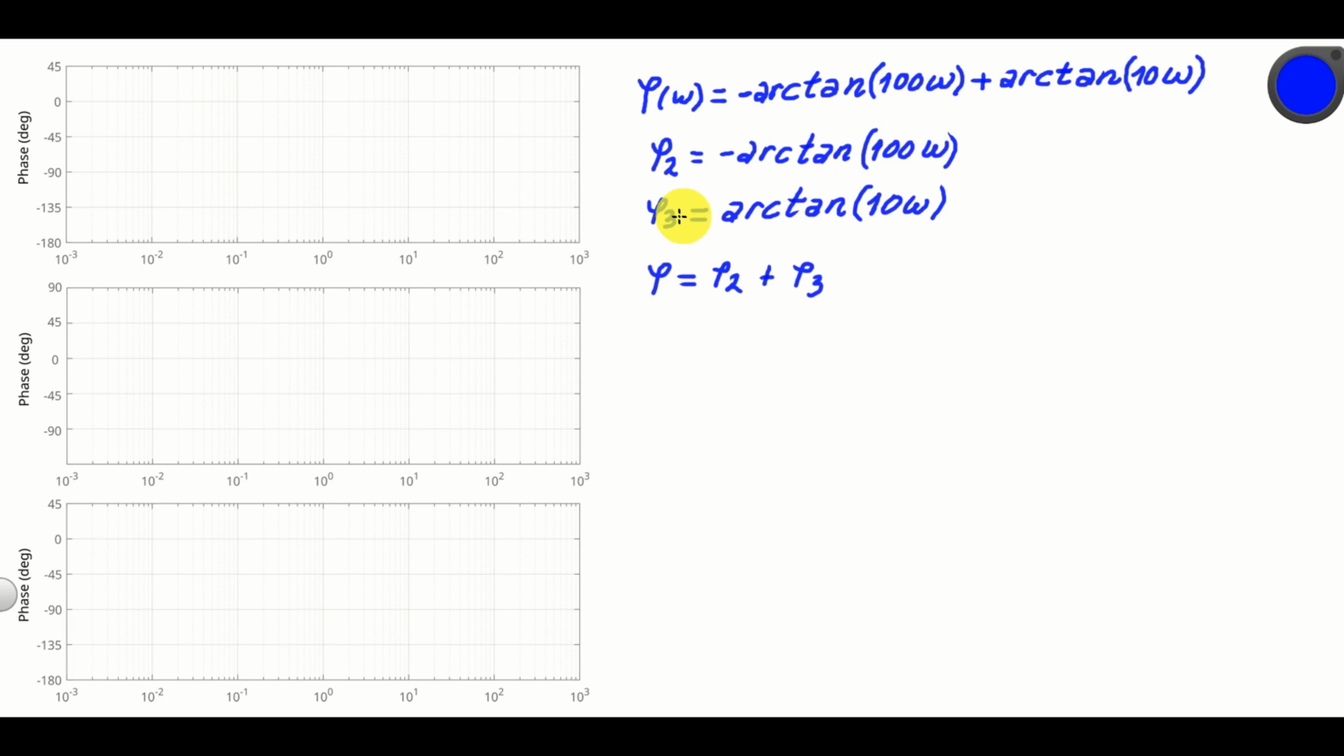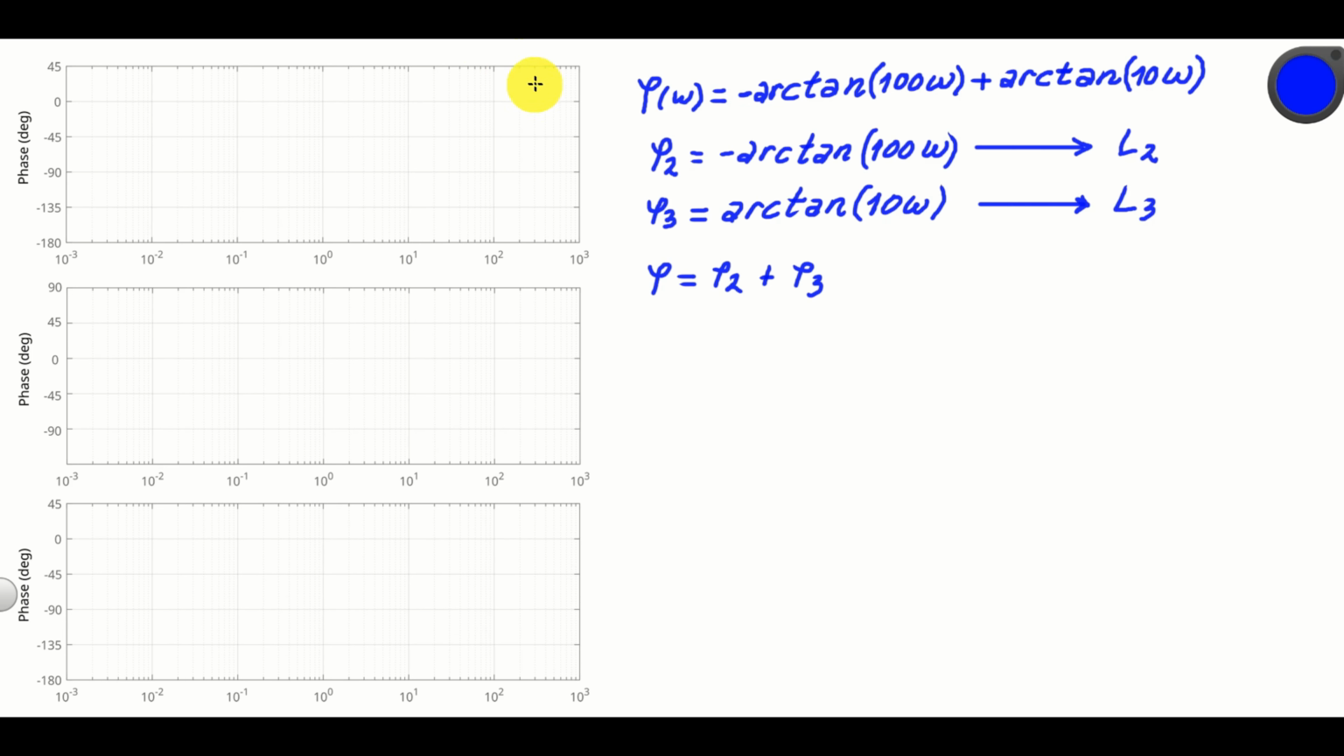Next, we generate the graph of the phase function. Here is the original phase function, and let's introduce phi2 to be equal to minus arctan 100 omega and phi3 to be equal to arctan 10 omega, and consequently phi can be represented as phi2 plus phi3. Over here we introduce the notation that's consistent with the notation for log magnitude functions. Namely, the corresponding log magnitude function of phi2 is L2, and the corresponding log magnitude function of phi3 is L3.